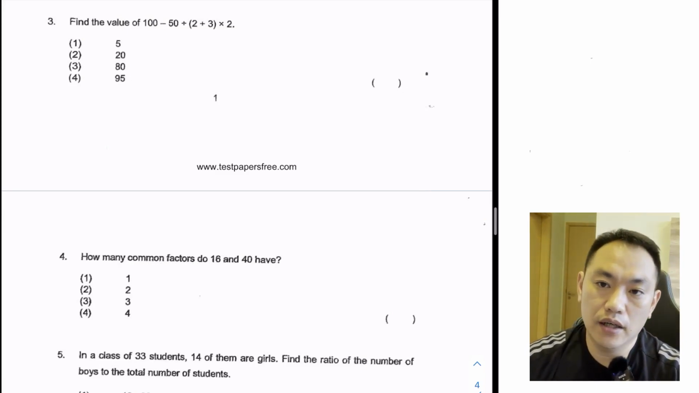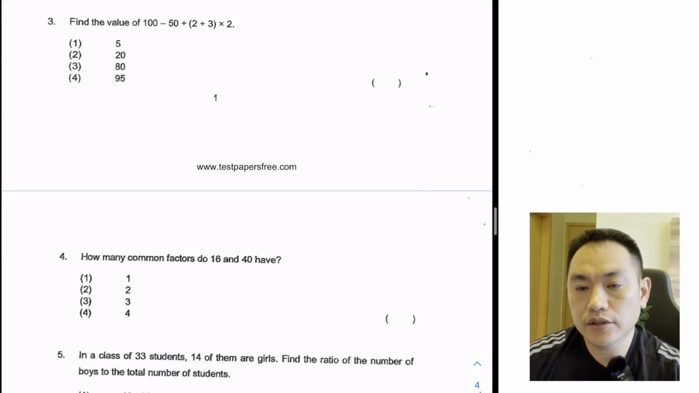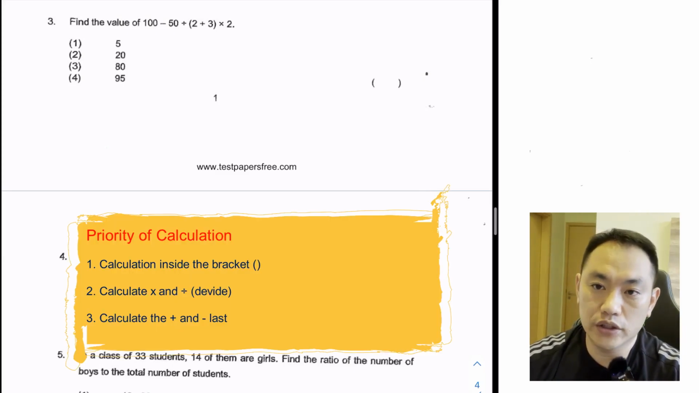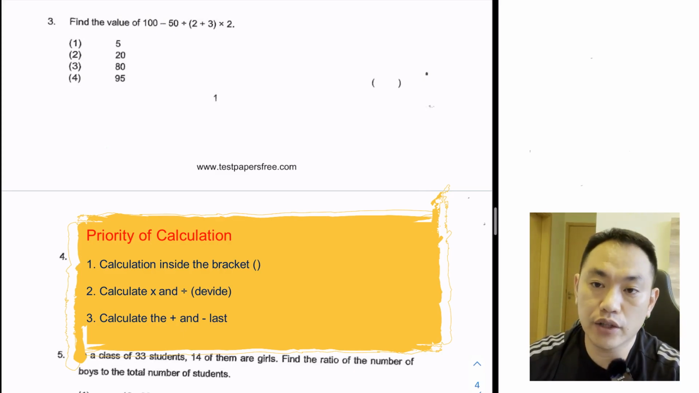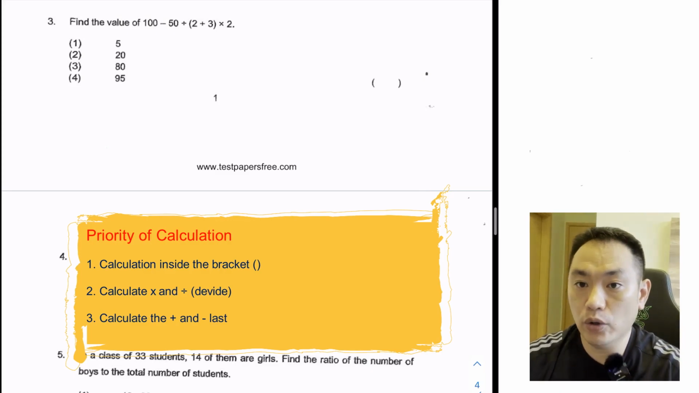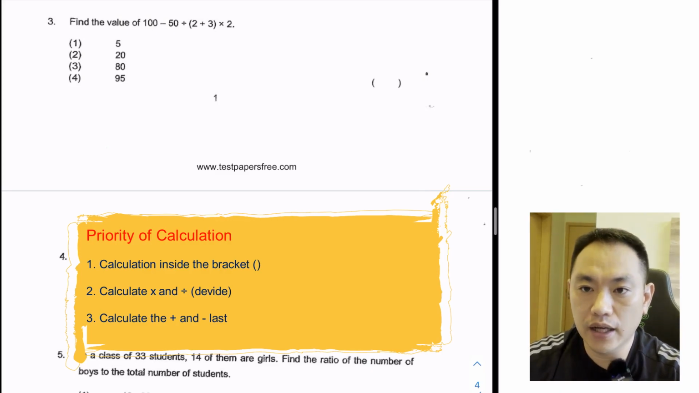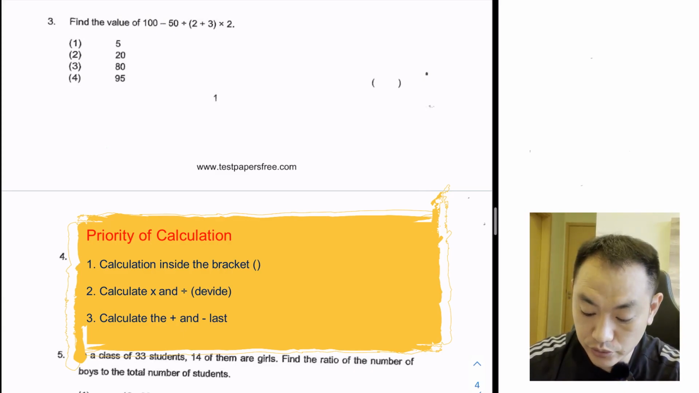So this is a question about calculations. As you know, there are 3 orders of different calculation. The first priority is you do the calculation inside the brackets. Then the second priority is you do the multiplication and the division in order. And then the last one is you do the plus and minus. That's how you should do the question.